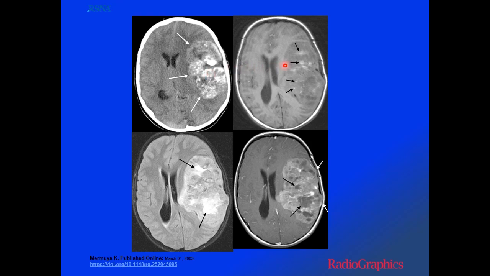T1, T2 FLAIR, and post-contrast T1 axial images again demonstrate heterogeneous signal characteristics on all these sequences with areas of patchy enhancement. This is a supratentorial ependymoma, as they are likely to be extraventricular and more parenchymal in the supratentorial location compared to the infratentorial ependymomas.